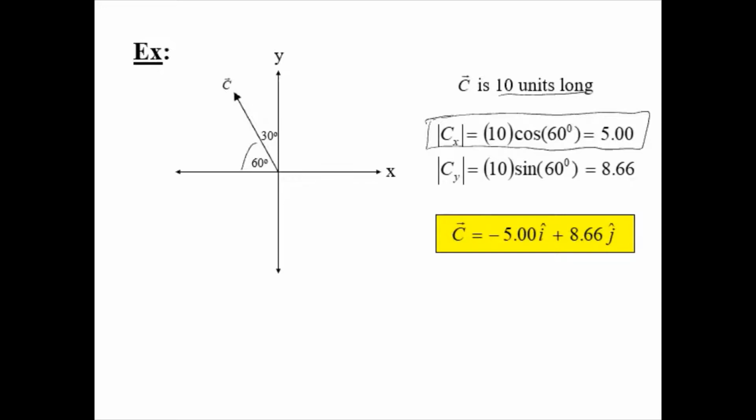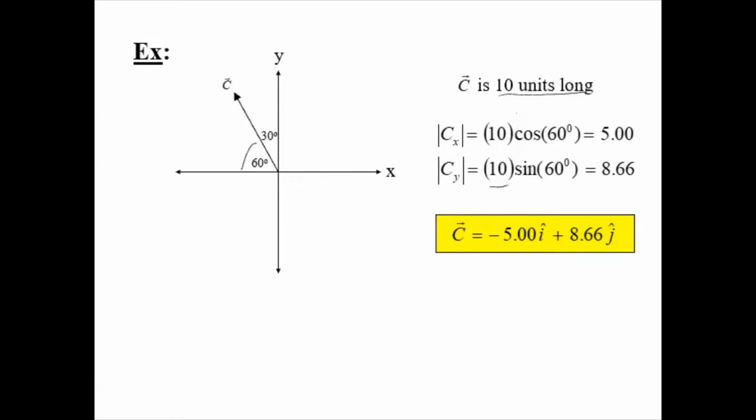Okay, now we turn to the y direction and we say, okay, well, the y component size, that's why these absolute value signs are here, right? The y component size for vector c is the size of vector c, 10, times the sine of the working angle. And in this case, that's, of course, the sine of 60 degrees. So 10 times sine of 60 degrees gives me my 8.66.